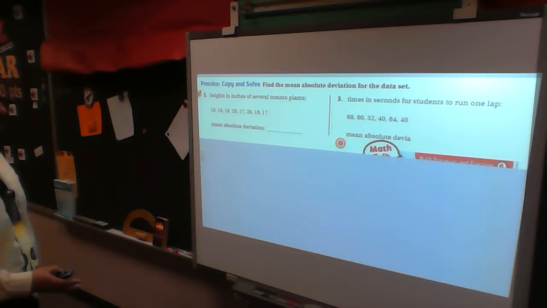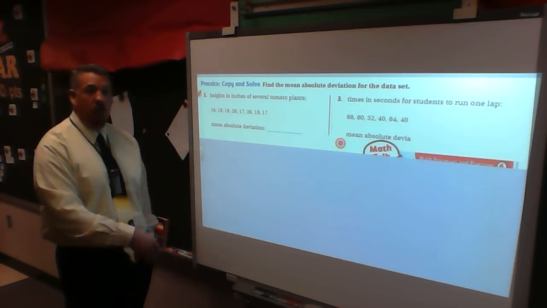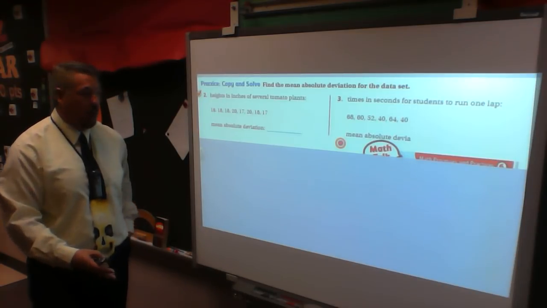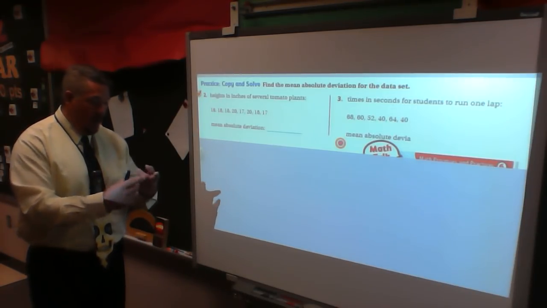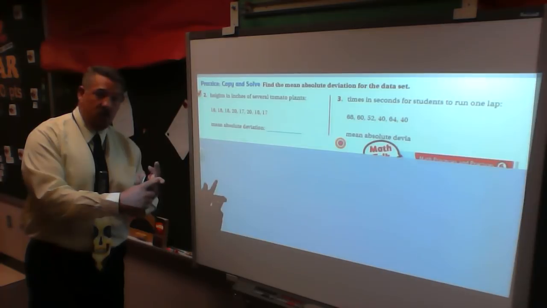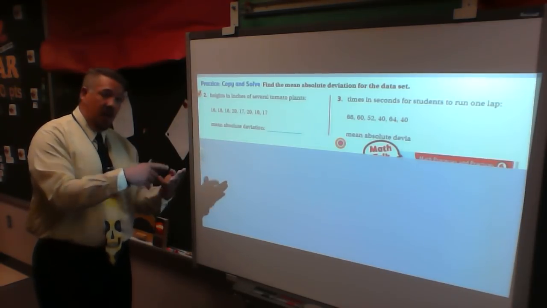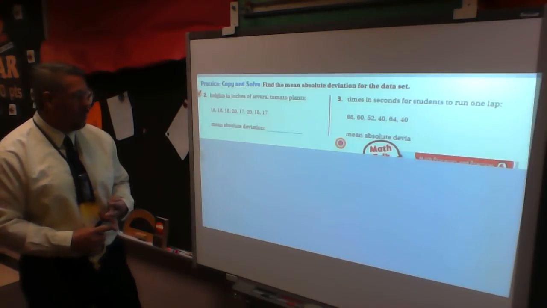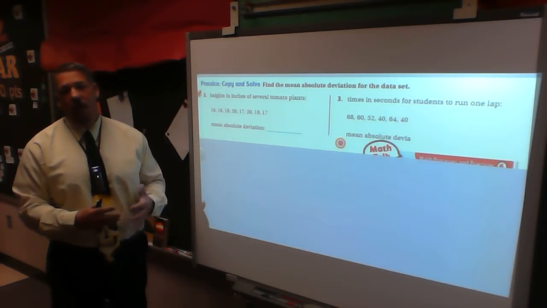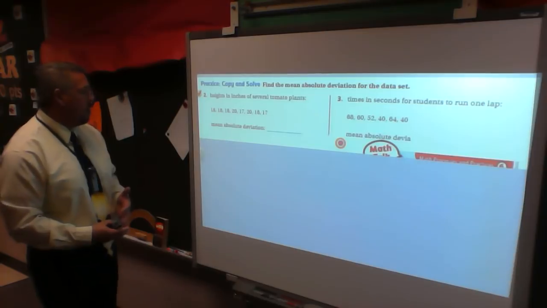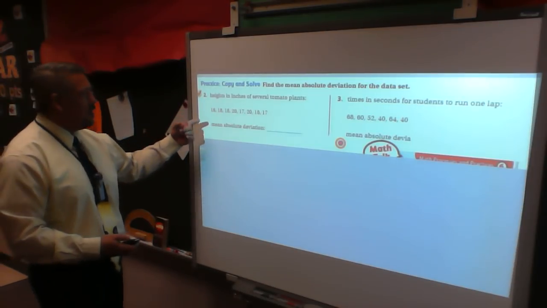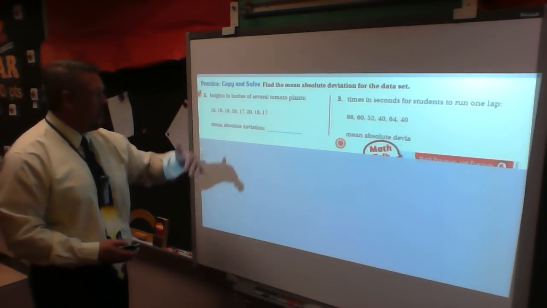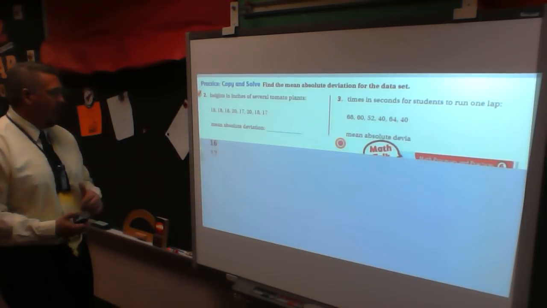Well, what about this? So this is 13.3. This is finding the mean absolute deviation. So I have to know what the mean is, and then I have to find out what the deviations are to find the mean absolute deviation by averaging them together. So a lot of steps, but nothing really difficult when it comes to the math. So I want to find out what the mean absolute deviation is of the heights in inches of several tomato plants. All right, I can do that.